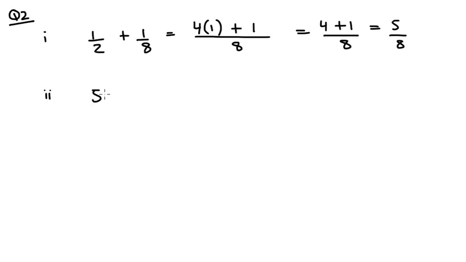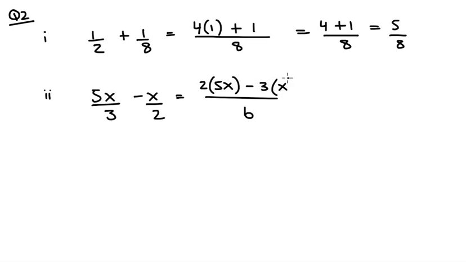Part 2. 5x over 3 minus x over 2. Here it's going to be 6. So 3 multiplied by 2 is 6, so I have to multiply that side by 2. 2 multiplied by 3 gives me 6, so I have to multiply this side by 3. So I simplify by multiplying out my brackets. 10x minus 3x over 6. So we get 7x over 6.